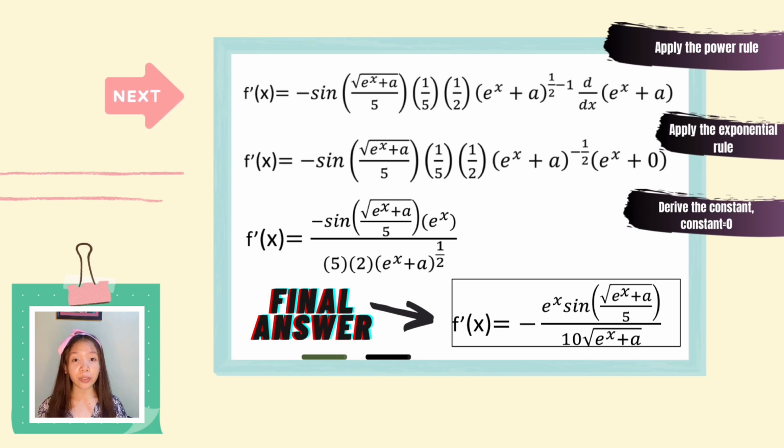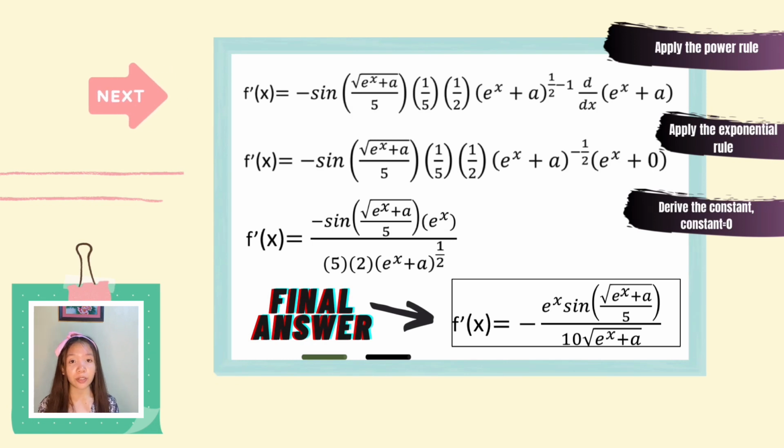Lastly, we need to rewrite our solution. Since we have a negative exponent, we will bring it down to our denominator to make it positive. For our final answer, you will have negative e to the power of x times sine of the square root of e to the power of x plus a, all over 5 in our numerator, and in our denominator, we will have the tangent square root of e to the power of x plus a.